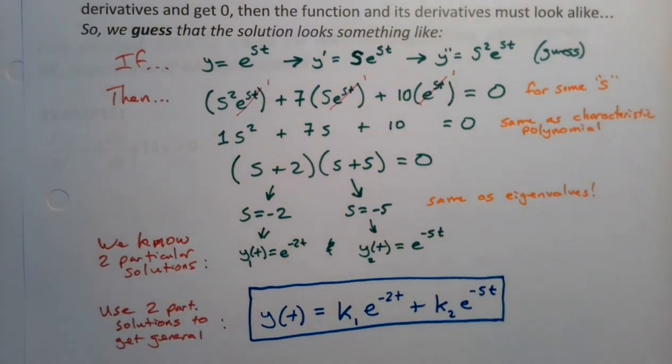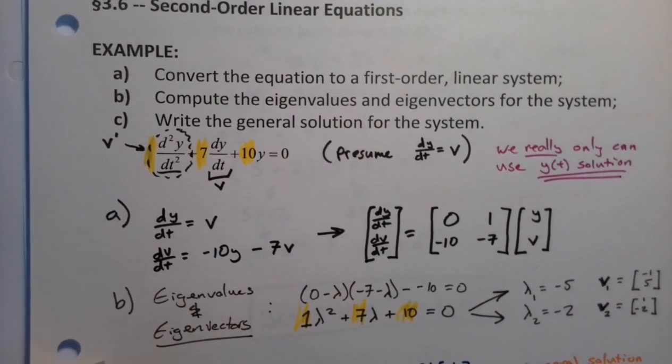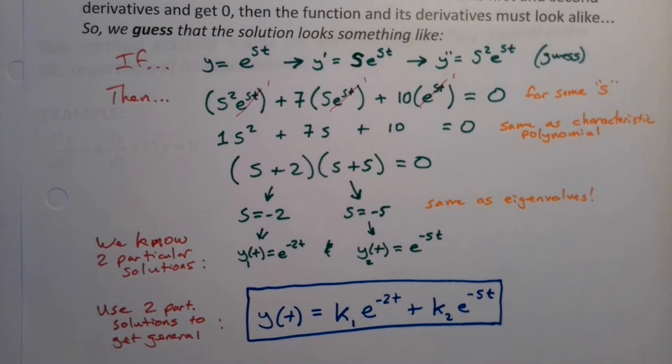Just remember though, on the previous page, our general solution looked like this: negative k1 e to the minus 5t, positive k2 e to the negative 2t. But hopefully you can see that negative k1 could be just, you've pulled the negative inside the constant. It's a constant. It could be positive, it could be negative. It's whatever we need it to be, right? So this really is fundamentally, functionally the same.